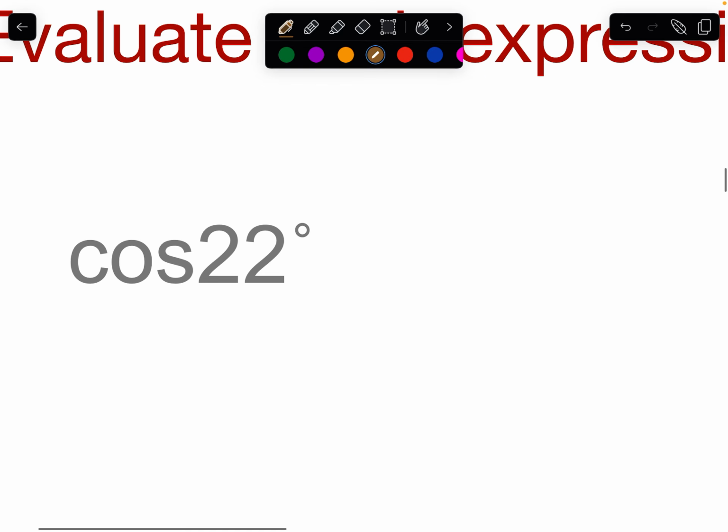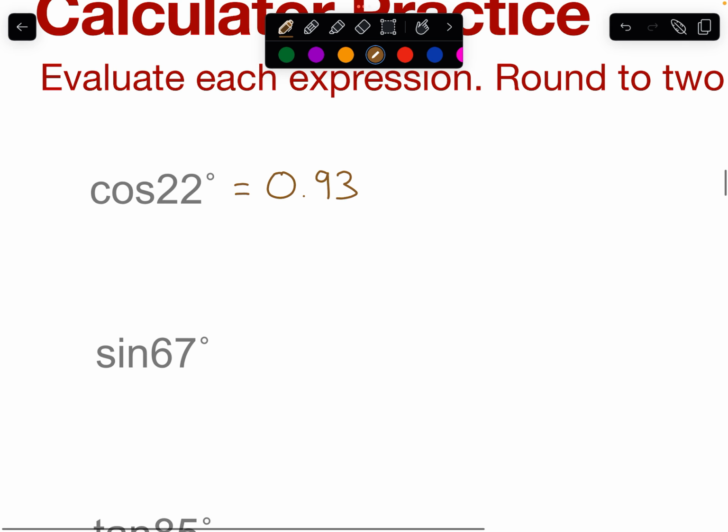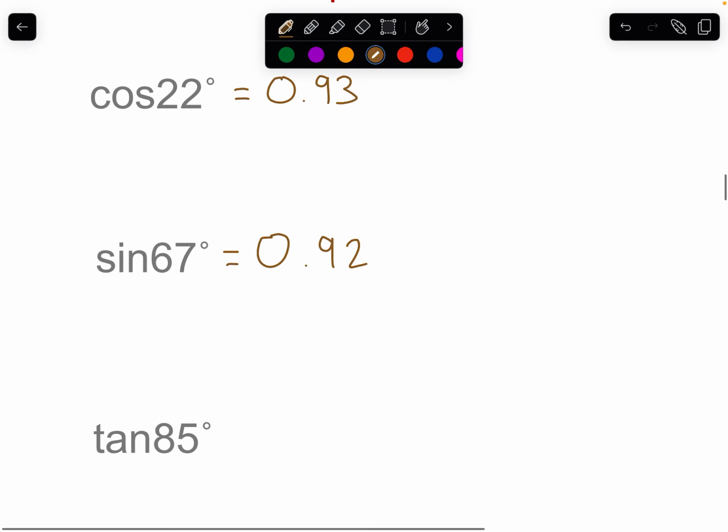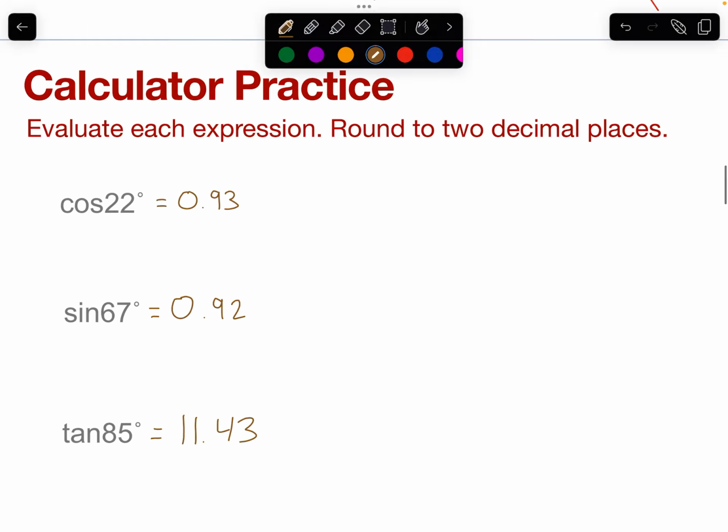So when you calculate cosine of 22 degrees, and if we round that to 2 decimal places, we should get 0.93. If you feel like you typed in exactly cosine of 22 and you got a different answer, check to make sure that your calculator of choice is set to degree mode. It may be set to radian mode, and we'll talk about radians in a later chapter. But these are the answers I have when calculating these three using a calculator.